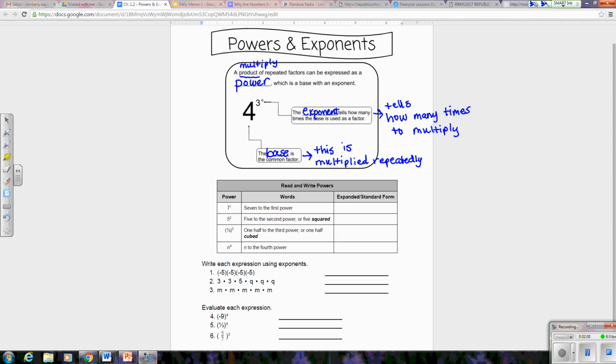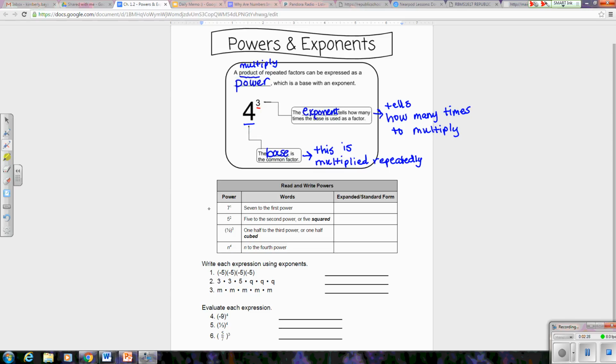All right, so that's how that describes power. If I talk about a power, I'm talking about the entire thing. If I'm talking about a base, I'm talking about this part. And if I'm talking about an exponent, I'm talking about that part. So here are some examples of reading and writing powers. First of all, these right here are the powers because we have the base and the exponent together.